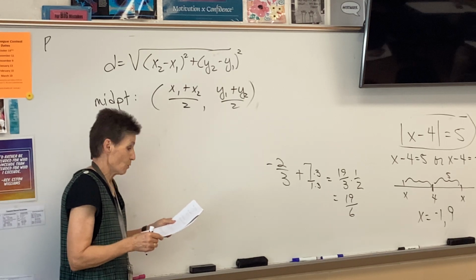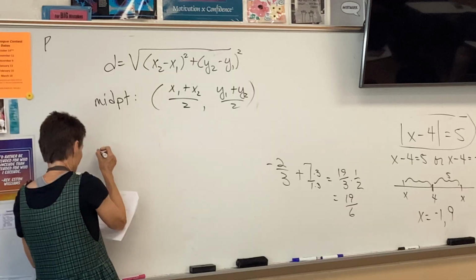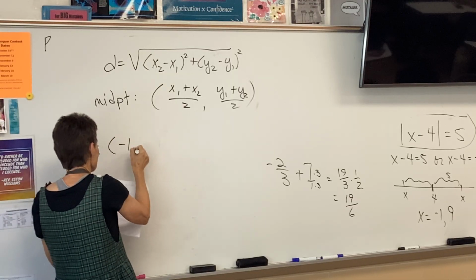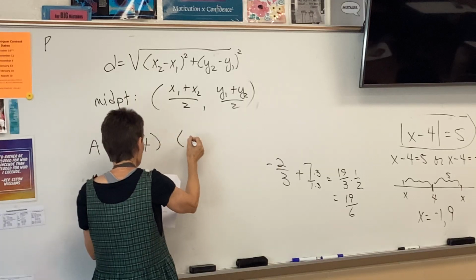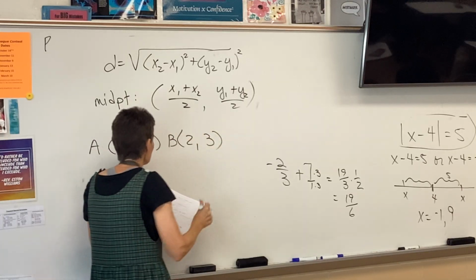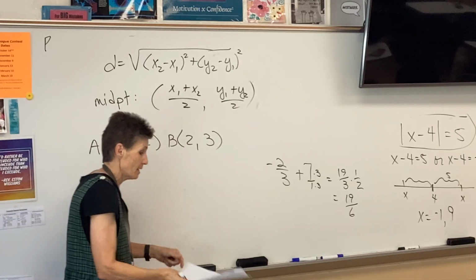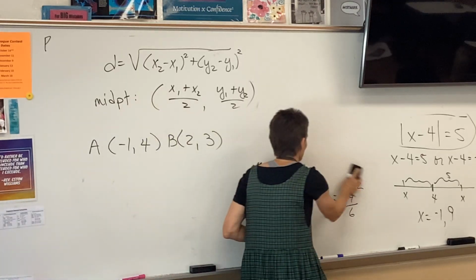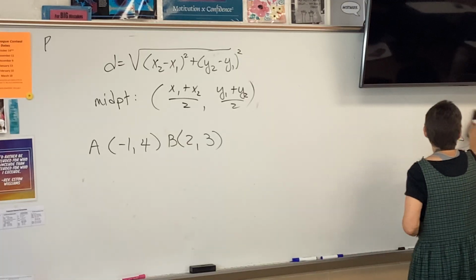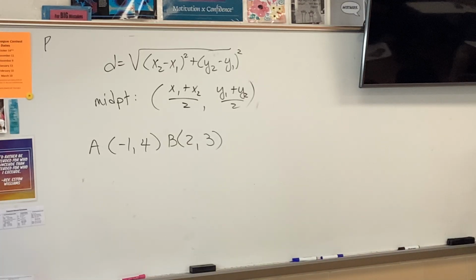Okay, so right now with your partner, try problem 8. You're finding the distance and the midpoint, 8A. For 8A, find the distance and the midpoint for those 2 points. Do it with your partner and see what you can come up with.